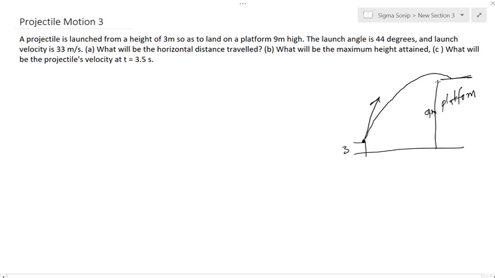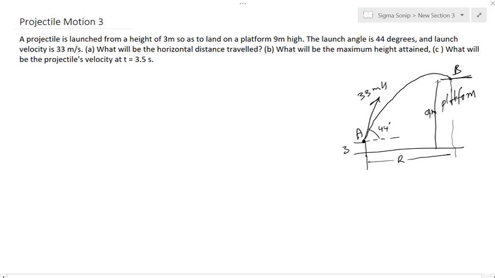Initial velocity is given as 33 meters per second, and the launch angle is 44 degrees. So part A is just asking us to find the range. Range is basically from here. This is the range here, the horizontal distance from the launch point A to the landing point B. All right, so very straightforward.